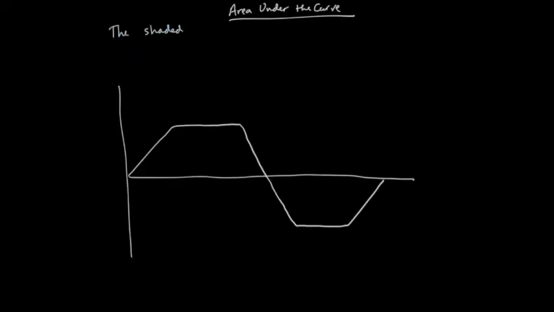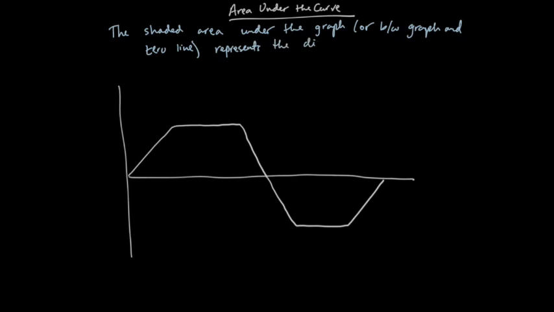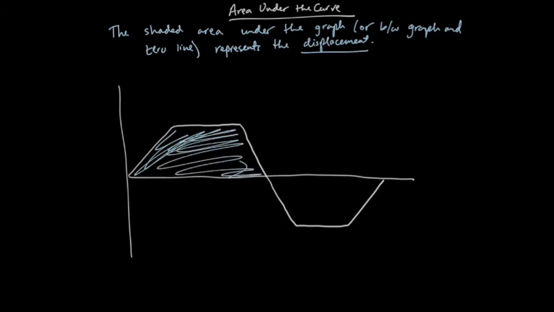Last thing about the velocity versus time graph is the area under the curve. So here the shaded area under the graph, or between the graph and the zero line, represents the displacement of the object in motion. So how much distance did it travel? You could figure it out by taking the area of those shaded regions. If you look above the graph, that's a positive displacement. Below the graph is negative displacement.